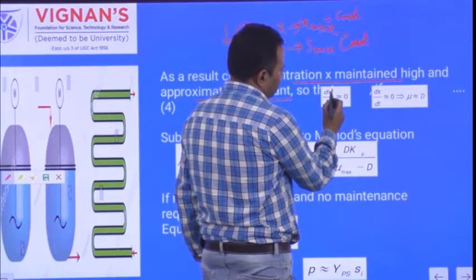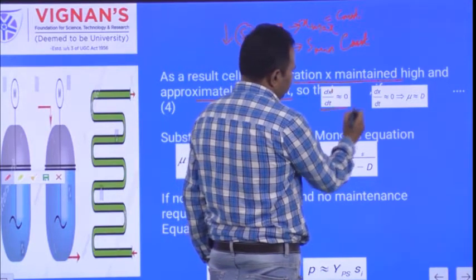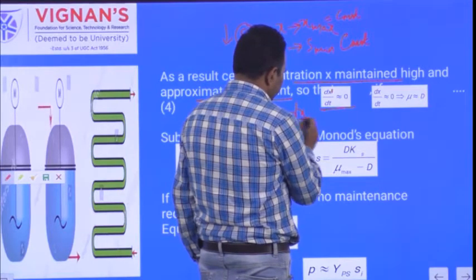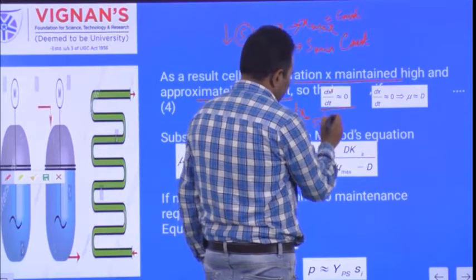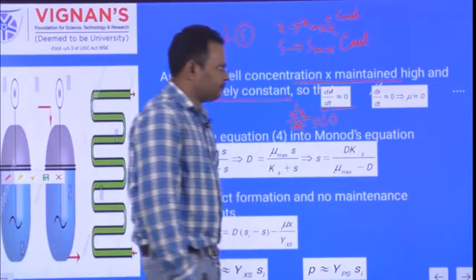Okay. So as a result, the cell concentration is maintained high and approximately constant, so dx by dt at the maximum value is constant. For a constant value, the variation with respect to time is approximately 0. dx by dt is approximately 0.